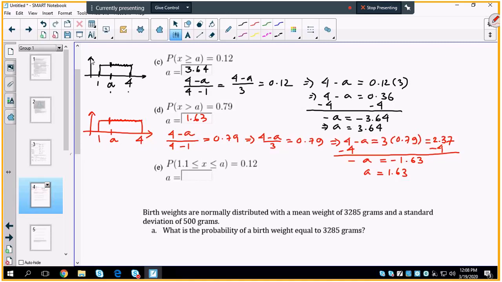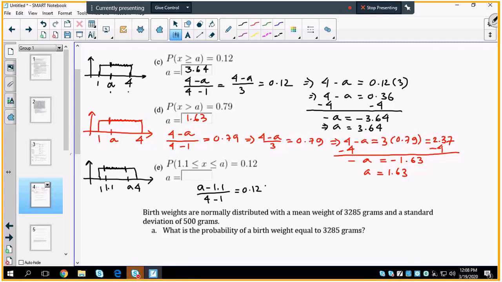The last one is between two numbers, 1.1 and a. So in this situation, I will draw the range one more time. And this is 1 and 4. And I am shading the rectangle in between. I want between 1.1 and some a, and I want to say that the probability of this region is 0.12. So see, you started at 1.1 and ended at a, so the top is a minus 1.1, the bottom is still 4 minus 1, and that should be 0.12.